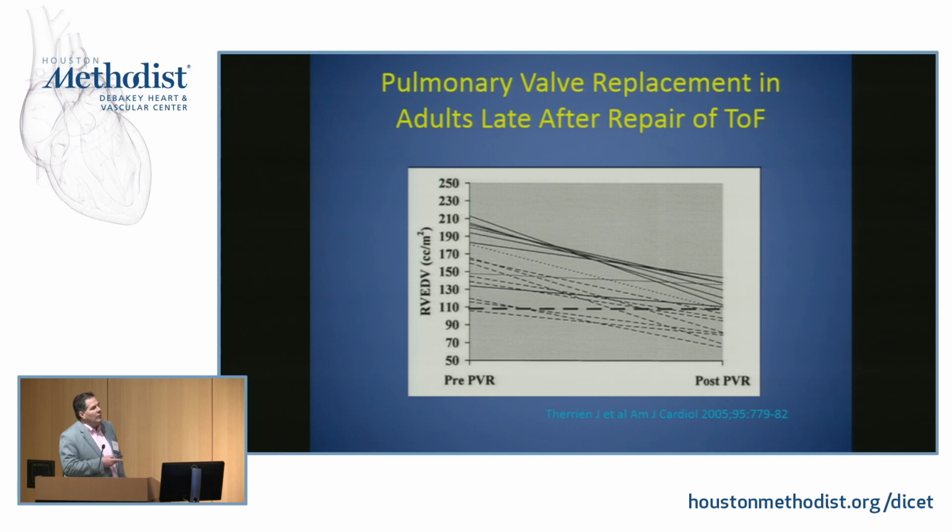But if you were larger than 170, then you never got back down to normal. And so that's where this recommendation of starting to think about pulmonary valve replacement at 150 milliliters per meter squared came from.